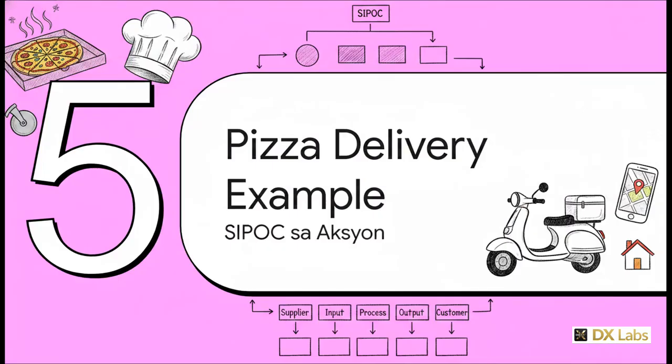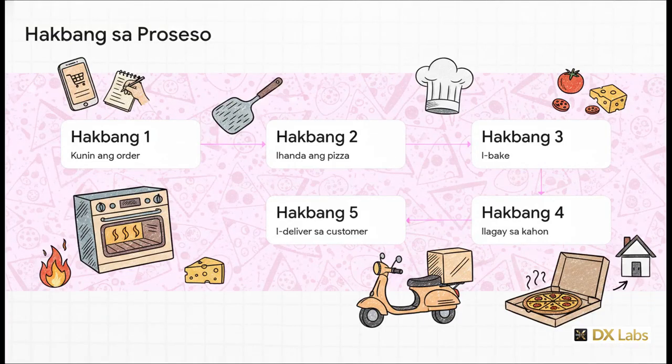Section 5, the pizza delivery example. Let's apply all this theory into a real-world scenario. Let's apply all these concepts to a very relatable example, a pizza delivery restaurant. As we discussed, umpisahan natin sa gitna. We'll outline the 5 central process steps. Number 1, take order. 2, prepare pizza. 3, bake. 4, box. And 5, deliver to customer.